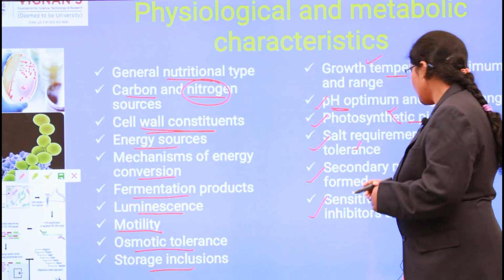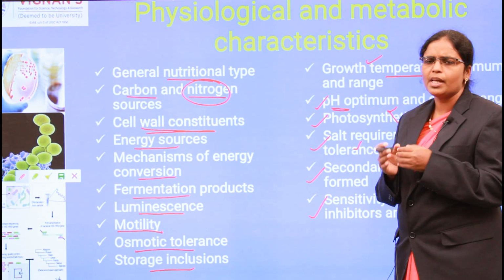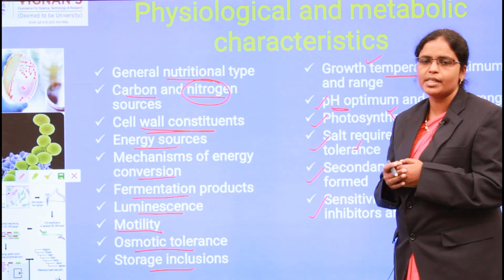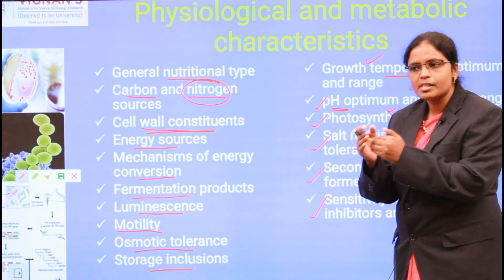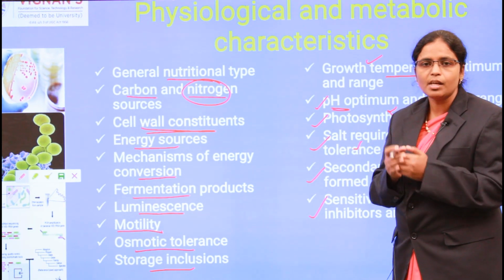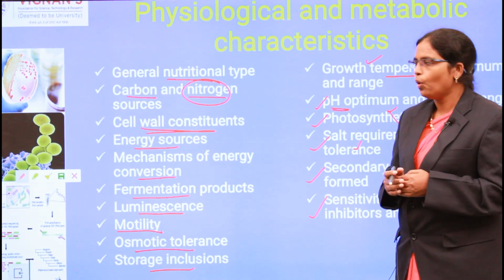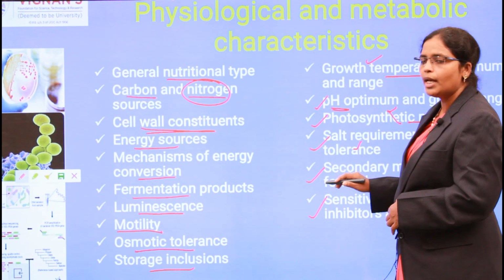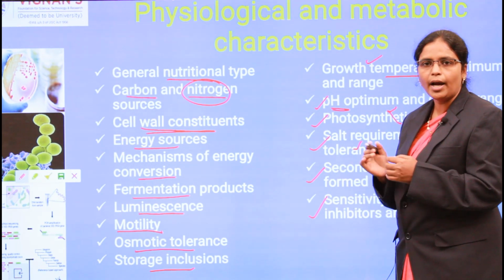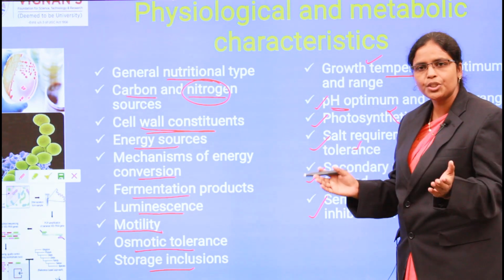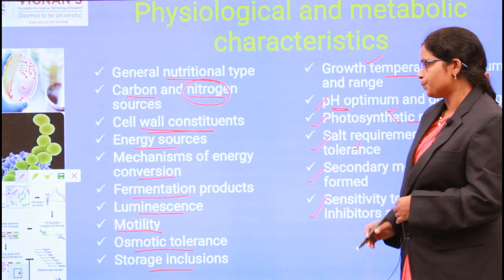Sensitivity to metabolic inhibitors and antibiotics. Some microorganisms are sensitive to inhibitors. For example, if you take antibiotics, some organisms are sensitive to an antibiotic, and some organisms are resistant to it. So like this, the physiological and metabolic features are used for identification and for differentiating the organism into a particular group.